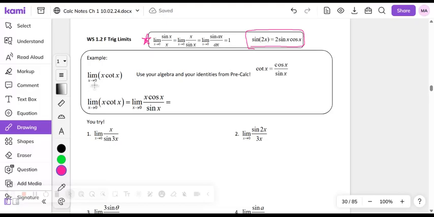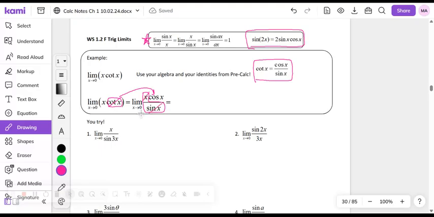What I'm asking you to do is find the limit as x approaches 0 of x times the cotangent of x. So we have to remember our trig identities, that the cotangent of x equals cosine of x over sine of x. So what I've done in this first step is simply substitute in cosine x over sine x. And now if you look, we have as x approaches 0, x over the sine of x. Well, that reduces to 1.